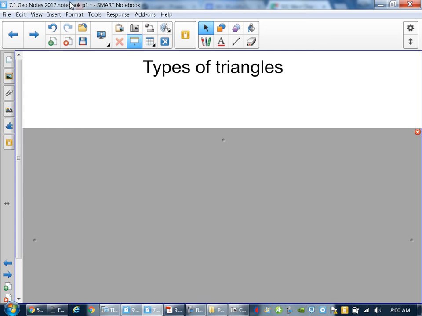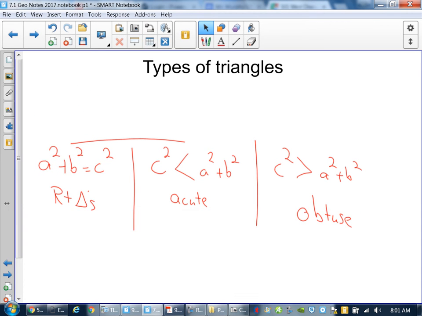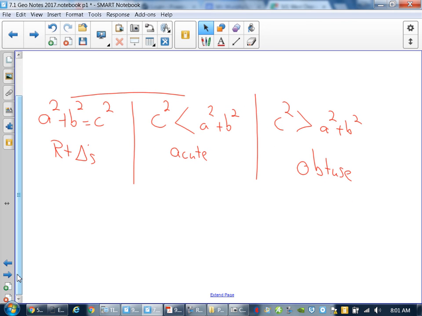Normally we used to do that with angles, but you can actually do it with sides as well. And what we do is we use the Pythagorean theorem to see whether it is equal, greater than, or less than. It is really quick and painless to work with. So, here's what you have. We all know that if a squared plus b squared equals c squared, you get a right triangle. That's the whole basis of the Pythagorean theorem.